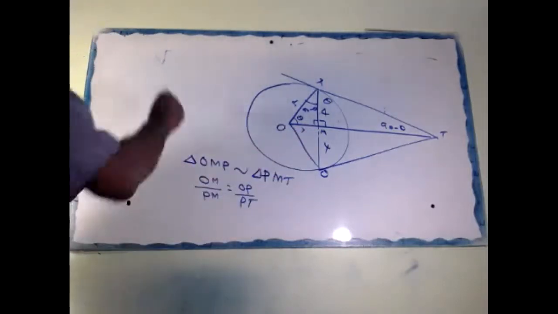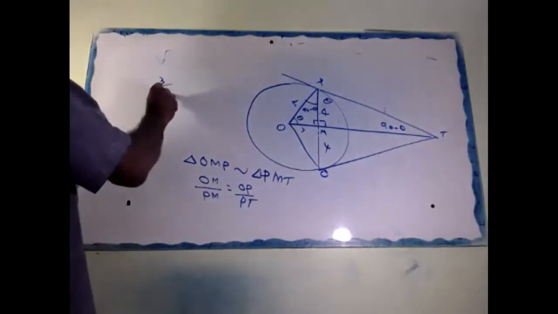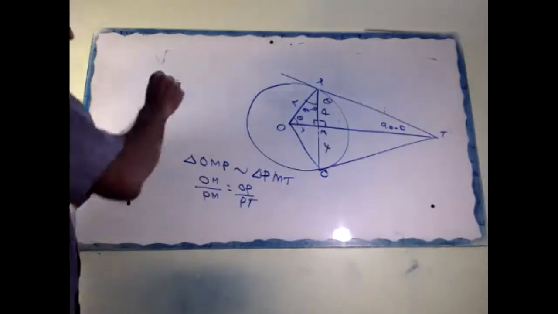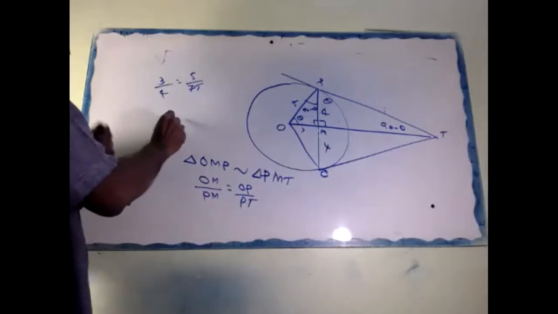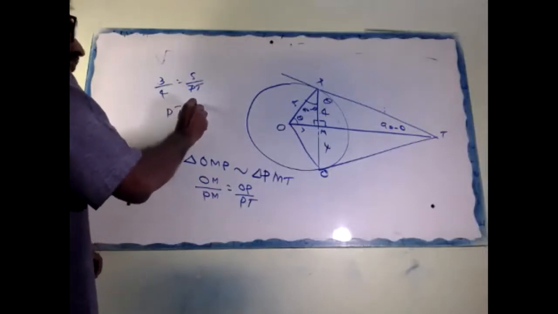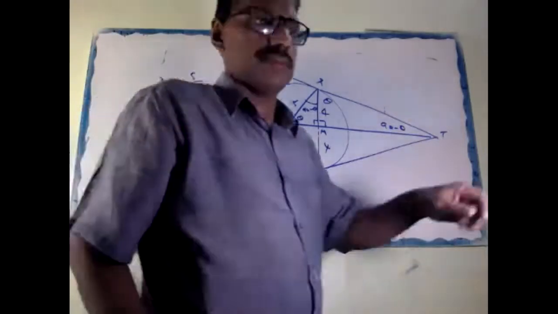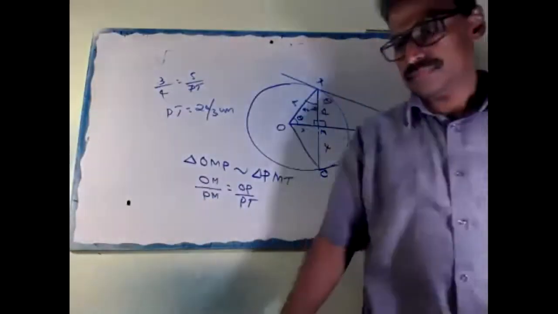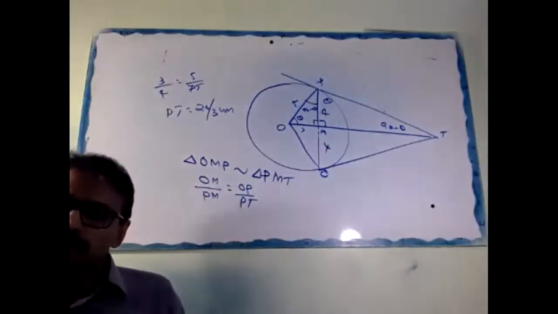OM is 3, PM how much? 4. OP is 5. And PT, so that means PT equals 20 by 3 centimeter. Okay, write first. Okay, is it clear now? Okay.